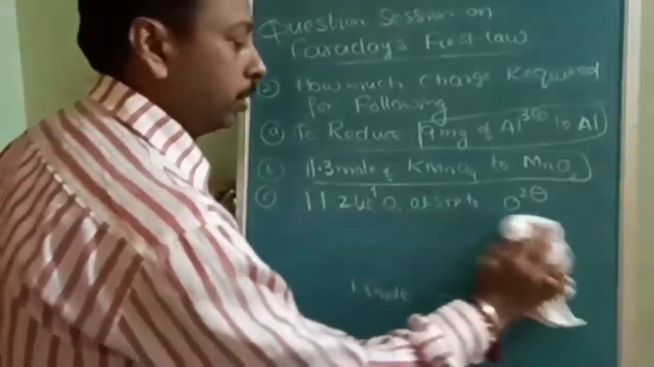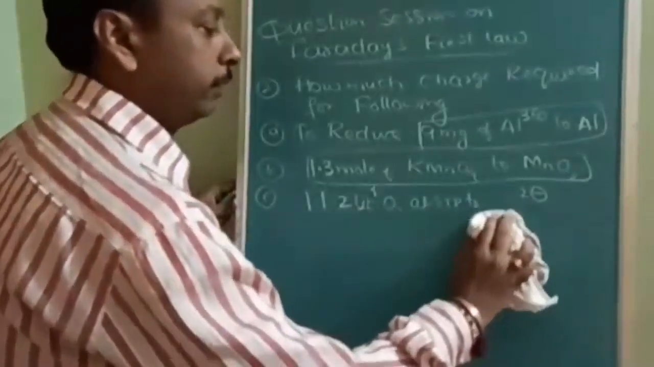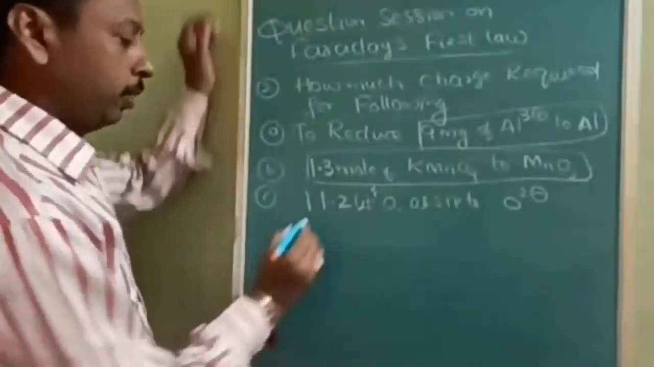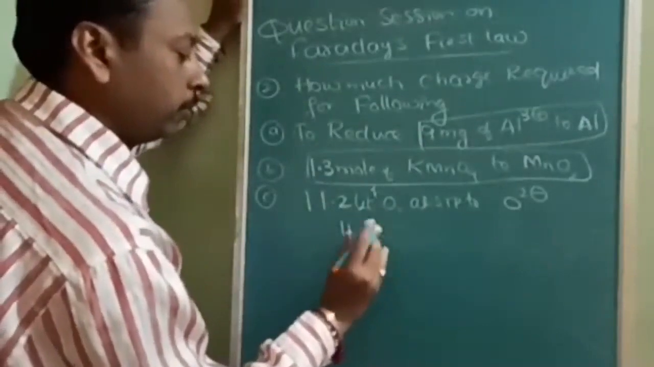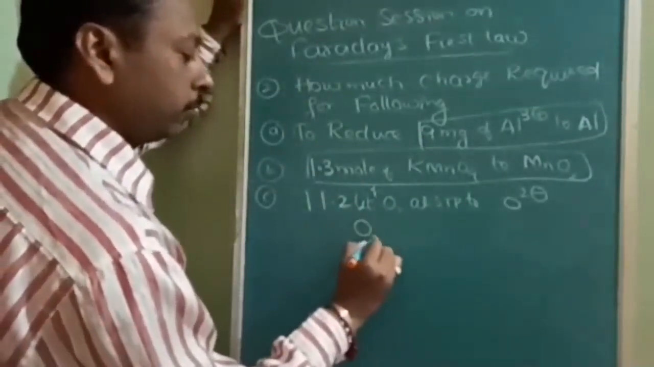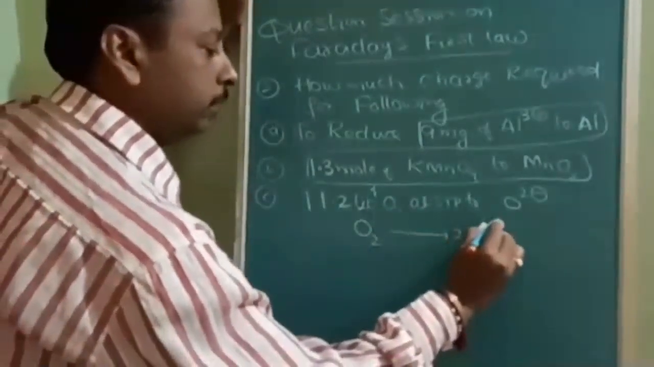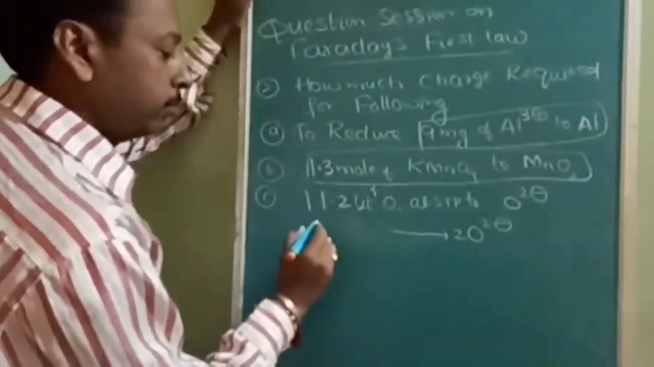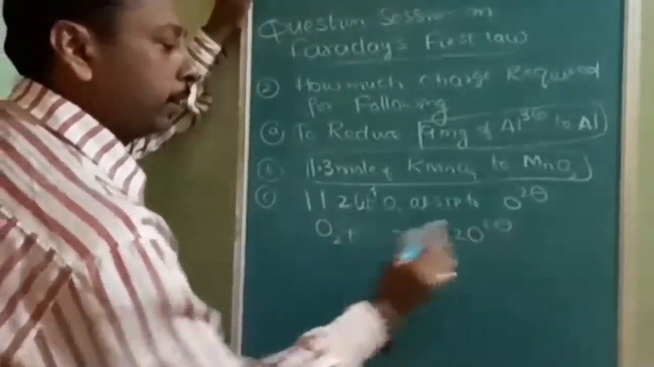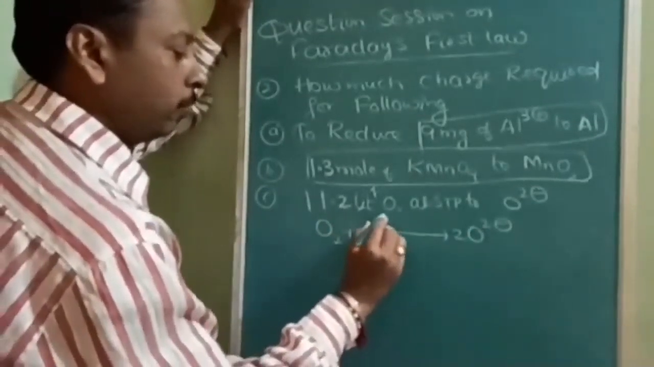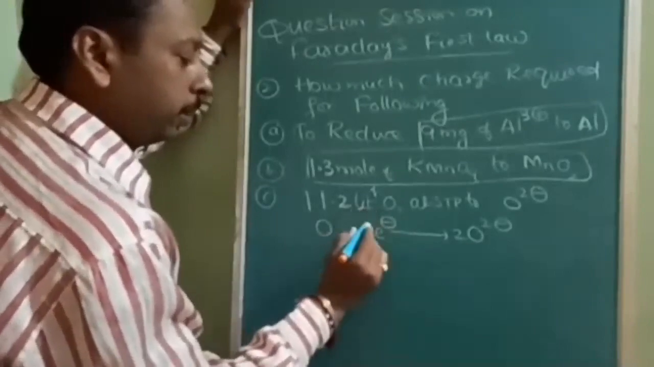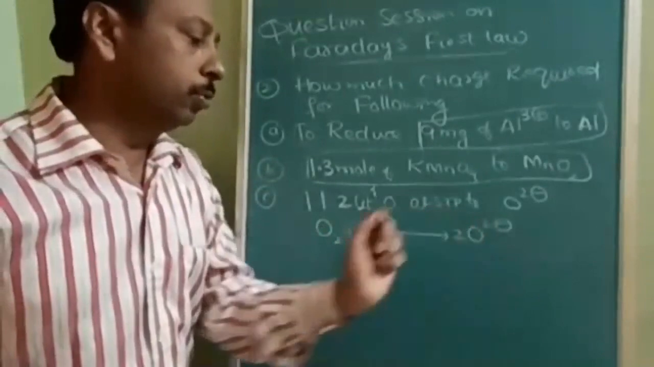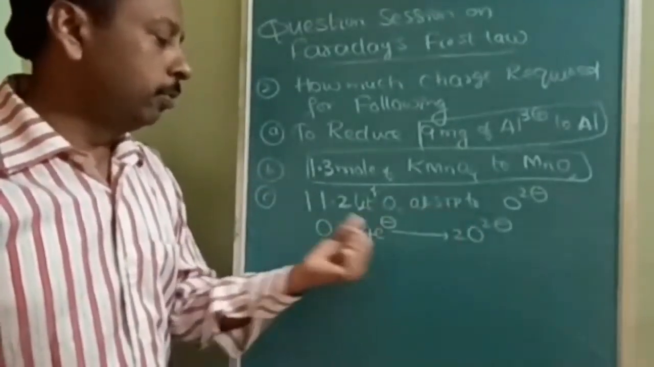Now let us move on to the third question, which is again a different one. Here we wanted to convert to 11.2 liters. So for that you need to take oxygen: O2 gives 2 O2 minus. Understood? So now you can understand which side I should write and how much I should write. Here 2 minus, so it will be 4 electrons. Writing the electrons is most important.